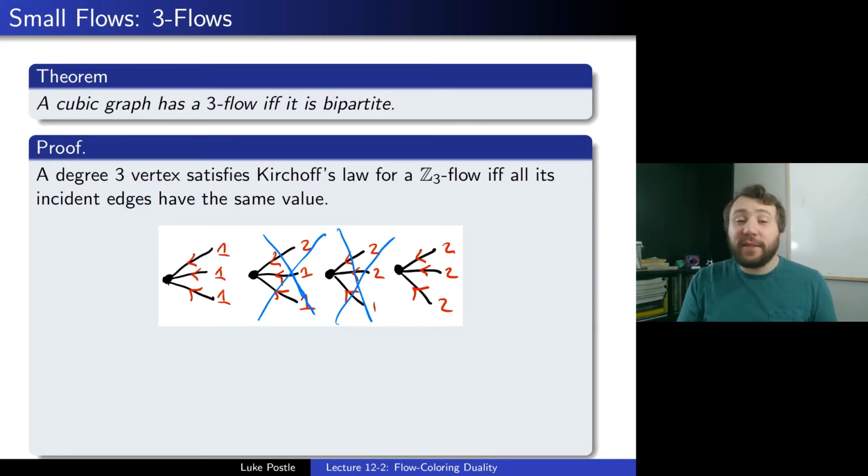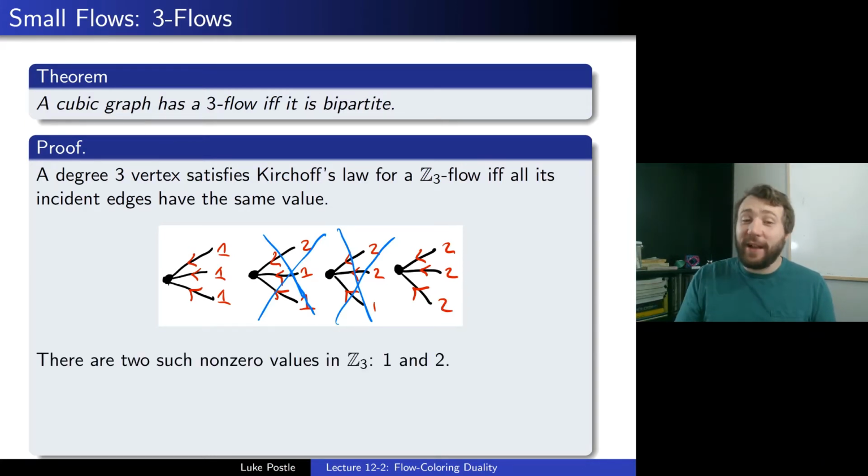But if it's 2, 2, 2, 1, 1 or 2, 2, 1, that's 4 or 5. So that's 1 or 2 mod 3. That's not acceptable. And 2, 2, 2, that is indeed 0 mod 3 as well. So that is acceptable. So that's the nice part about cubic graphs with Z3 flows. They all have to have the same value. Also, there are only 2 such non-zero values, 1 and 2. So then there's only really 2 options.